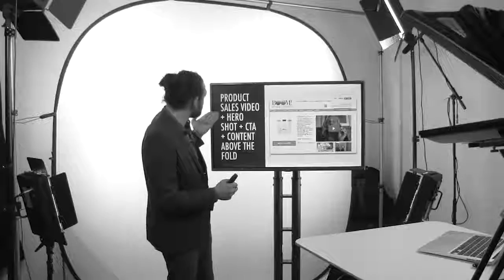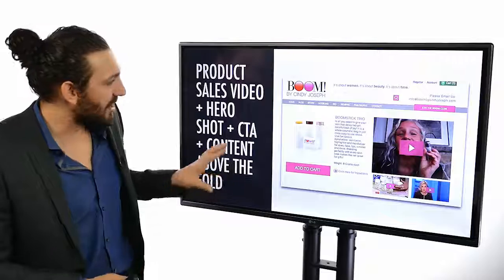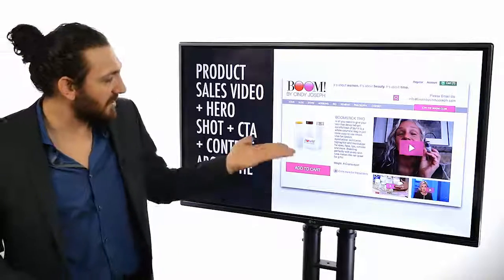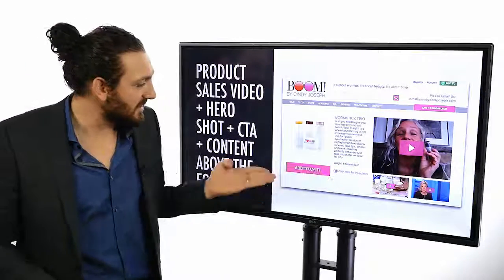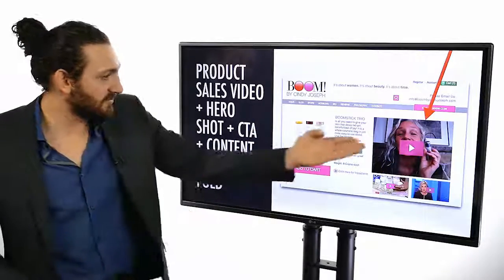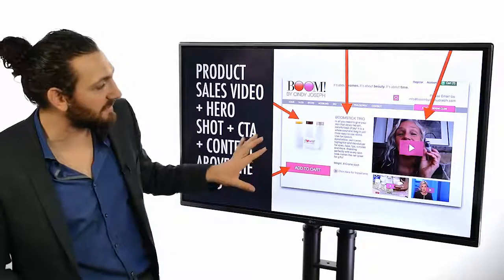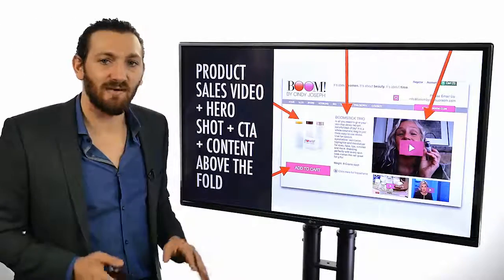So the first thing is that the product sales video, the hero shot, the call to action, and your content are all above the fold. Hero shot, content, call to action, product sales video happening above the fold. Here's the product sales video, that's the hero shot, that's the content, there's the call to action. So all those elements are easily visible right there on the page when they land.